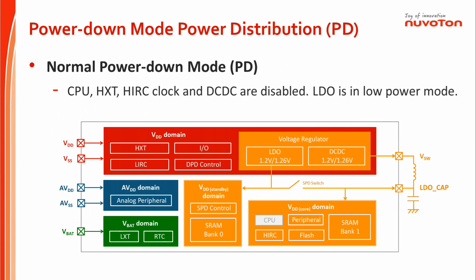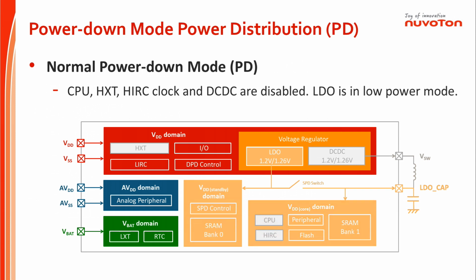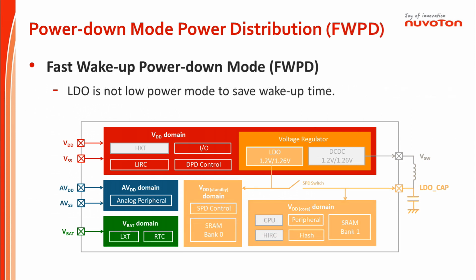When the system does not need to work for a long time, you can set low power power down mode. Different power down modes disable different levels of power. In power down mode, besides the CPU clock, HXT, HIRC, and DC-DC are also disabled. LDO is in low power mode. In fast wake-up power down mode, LDO is not in low power mode to save wake-up time, but it consumes more power.